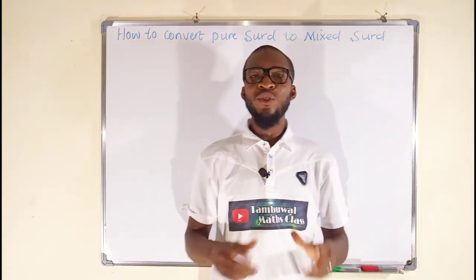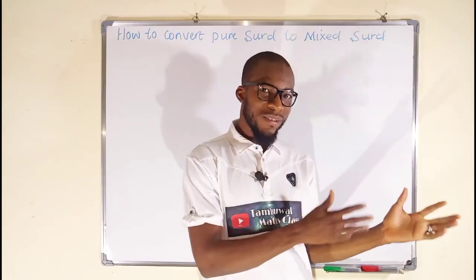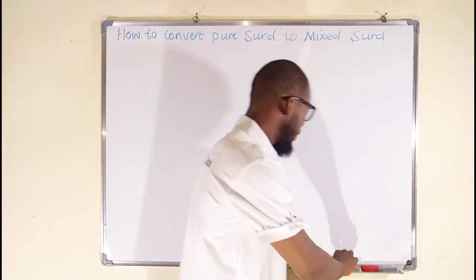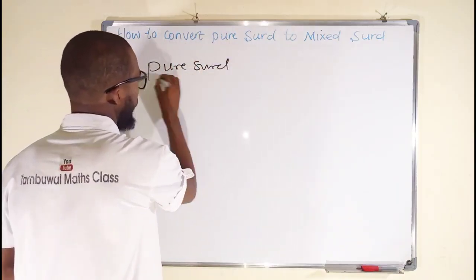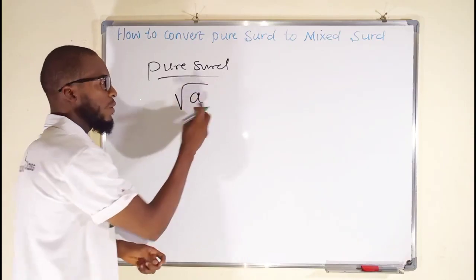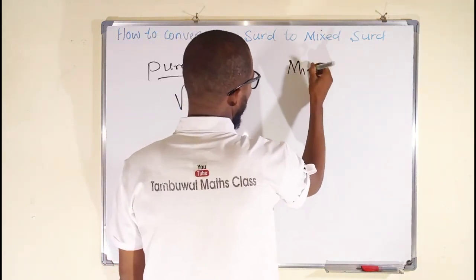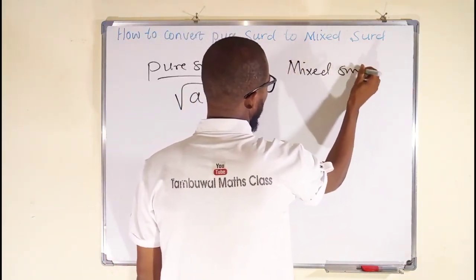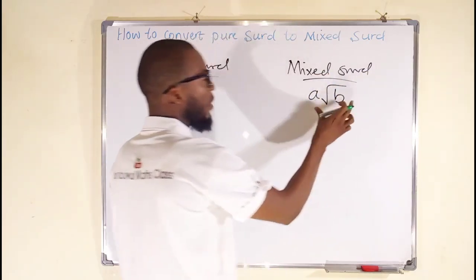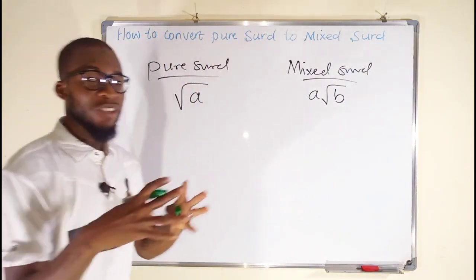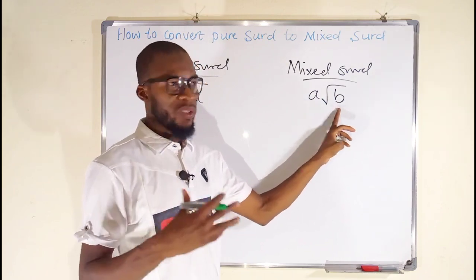Remember in our previous lesson, I told you a pure surd is a surd that contains one rational number, while a mixed surd contains two rational numbers. This is how they are in general. Pure surd, example: square root of a, where a is a positive rational number. Mixed surd, something like a square root of b, where a and b are both rational numbers, but a could either be positive or negative, but b must be positive.